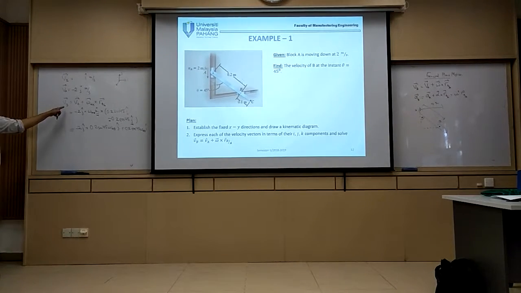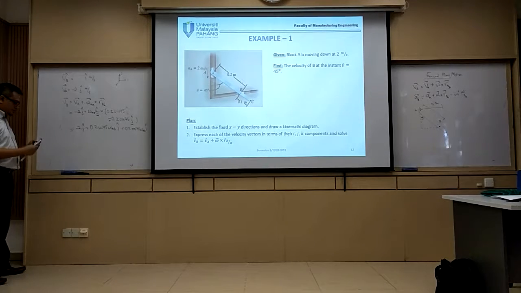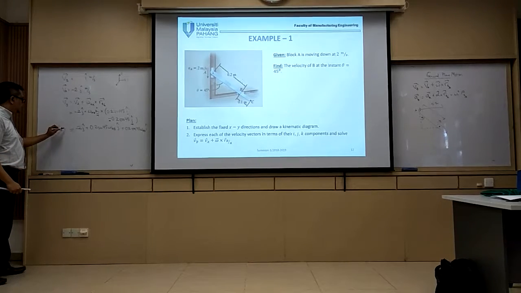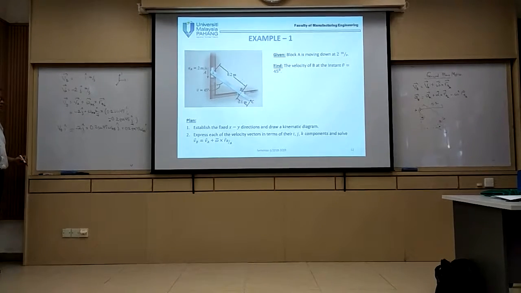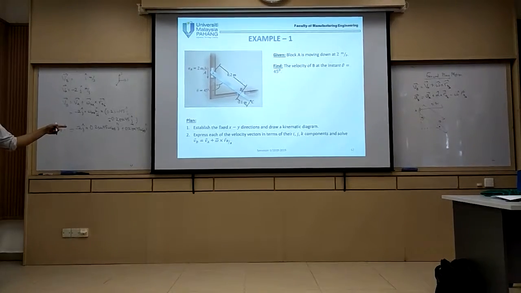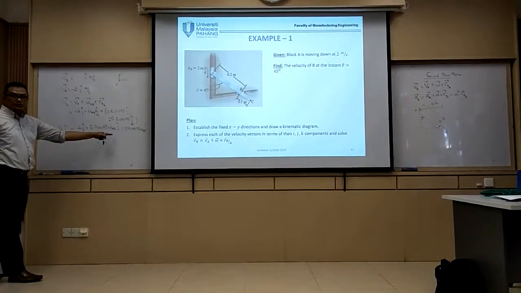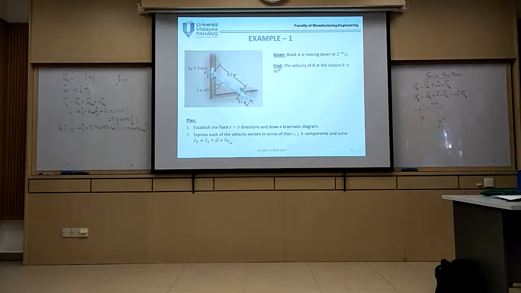And we know VB. VB is only in I, right? So how many unknowns do we have? Two, right? What are they? VB and omega AB. So how to solve this? You have two unknowns, so you need two equations.